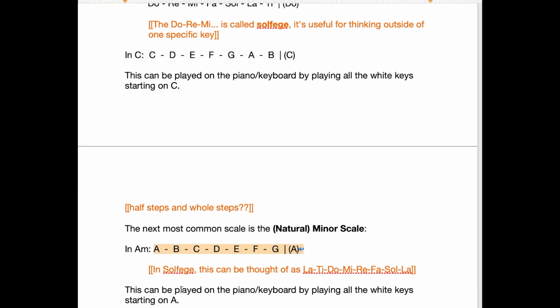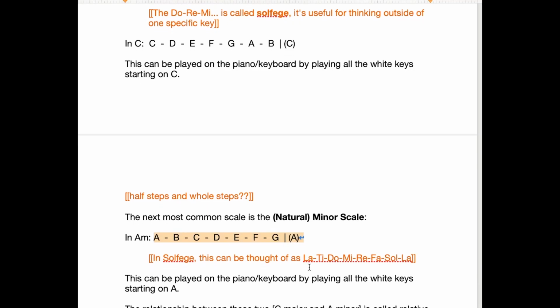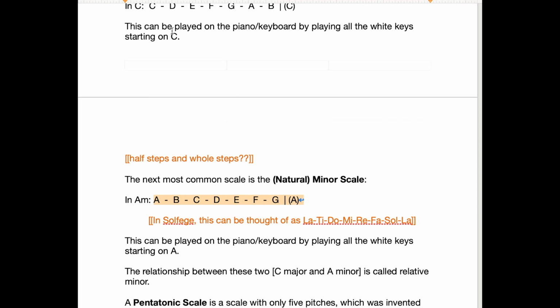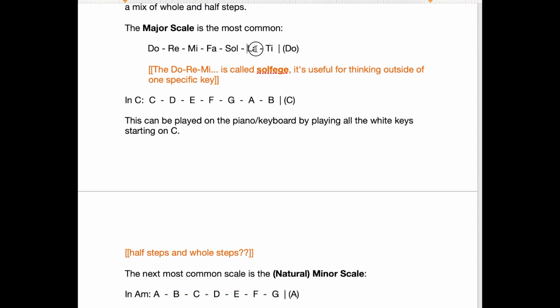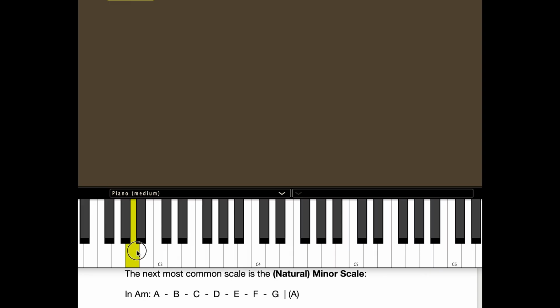When it comes to the solfege, one of the ways to think about that is the same thing as do, re, mi, but we just start and end the scale on la. So we do la, ti, do, re, mi, fa, sol, la. One of my keys got stuck there. Let's do that again. La, ti, do, re, mi, fa, sol, la.